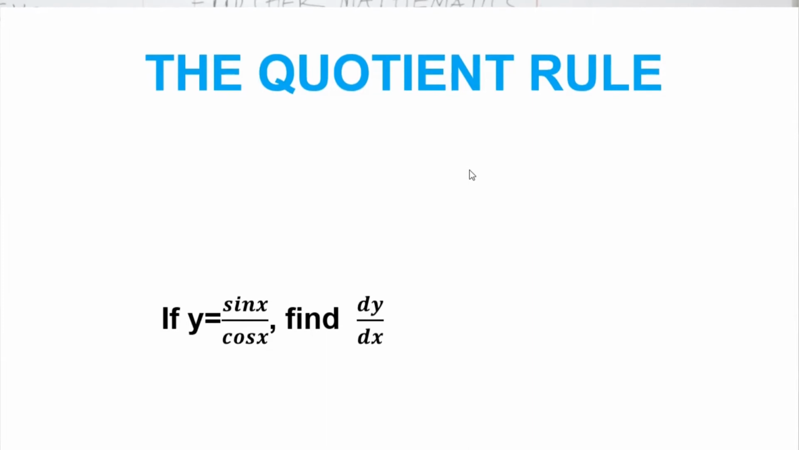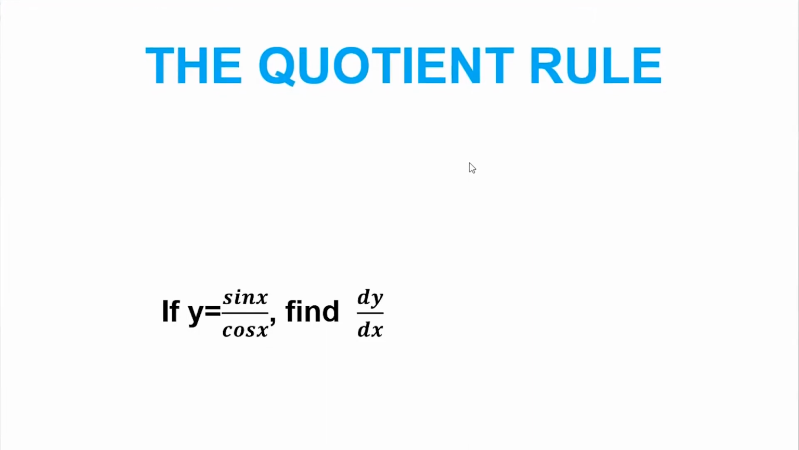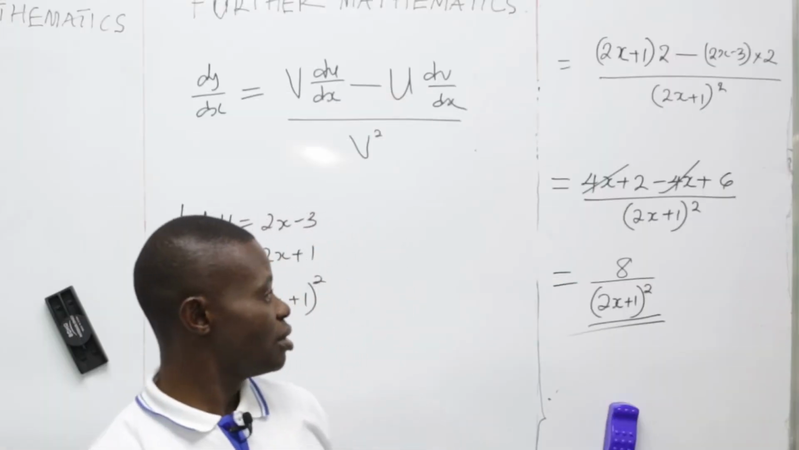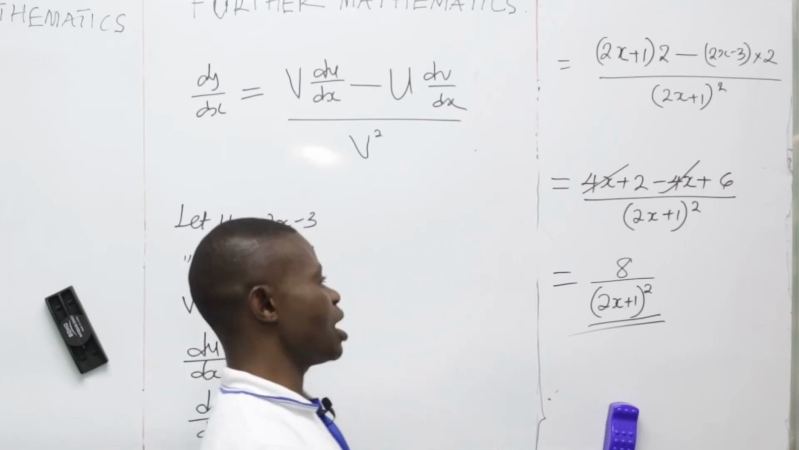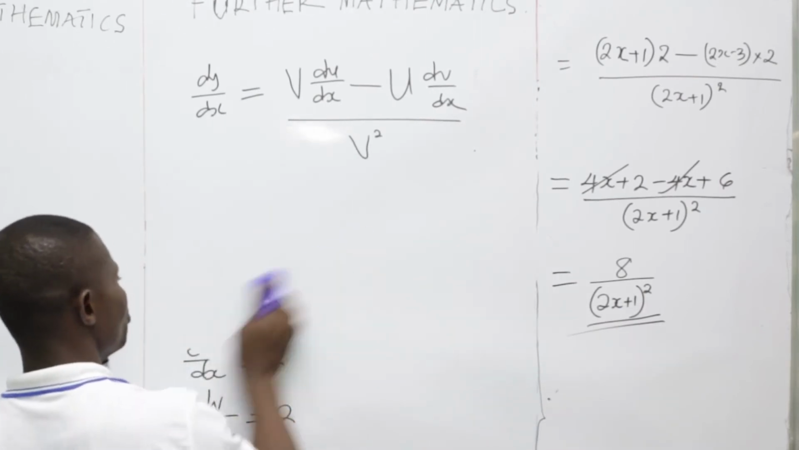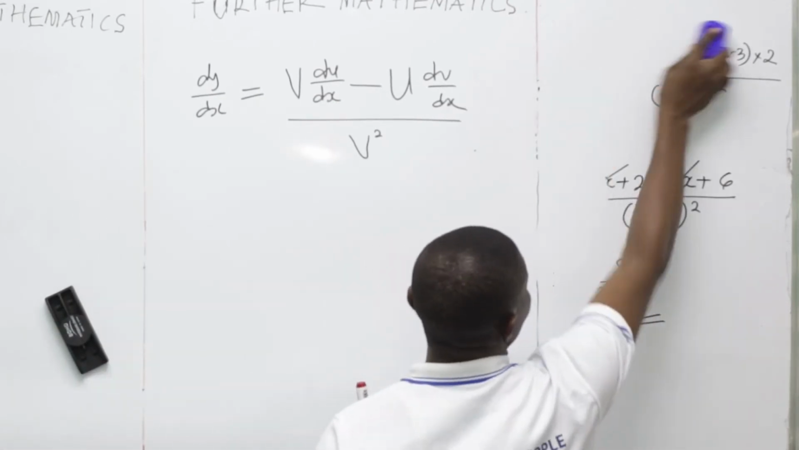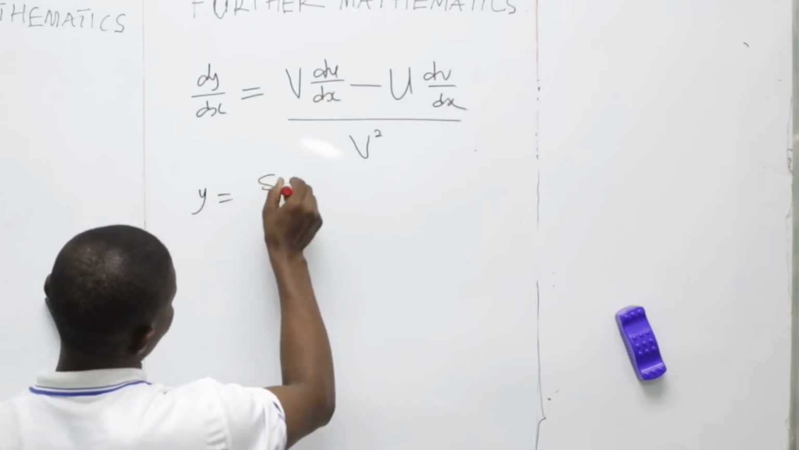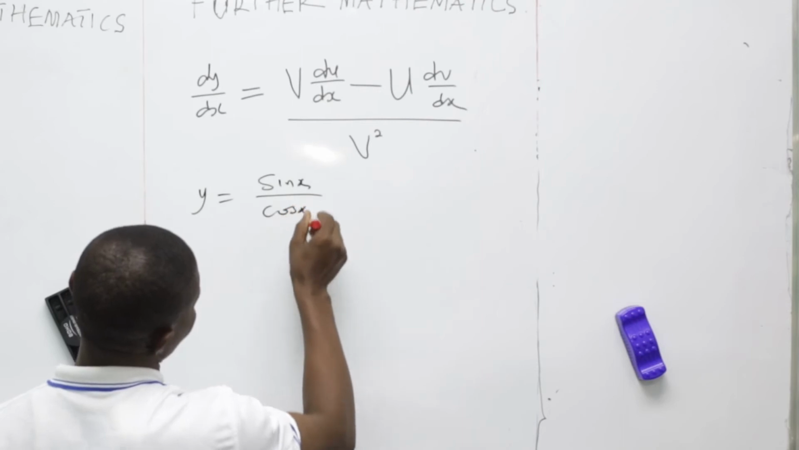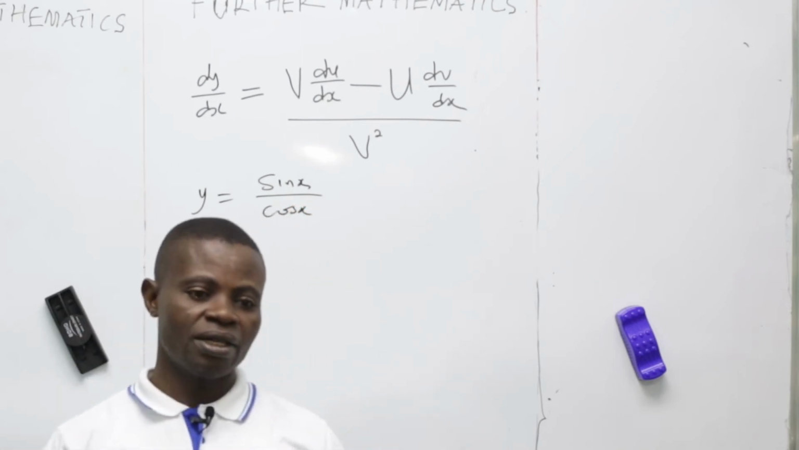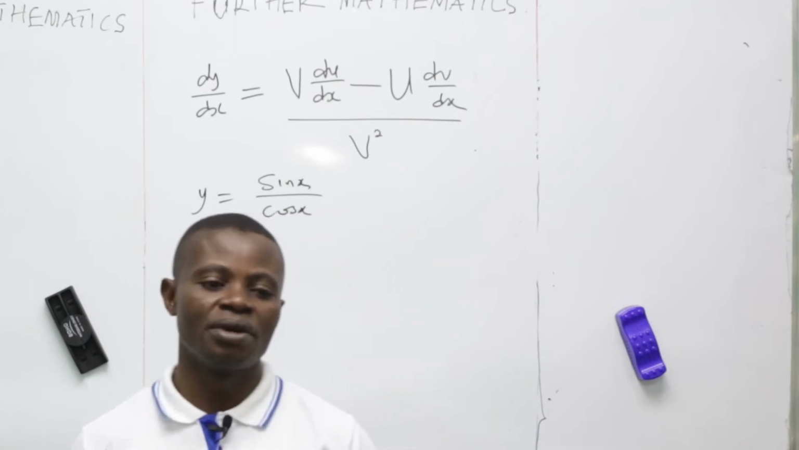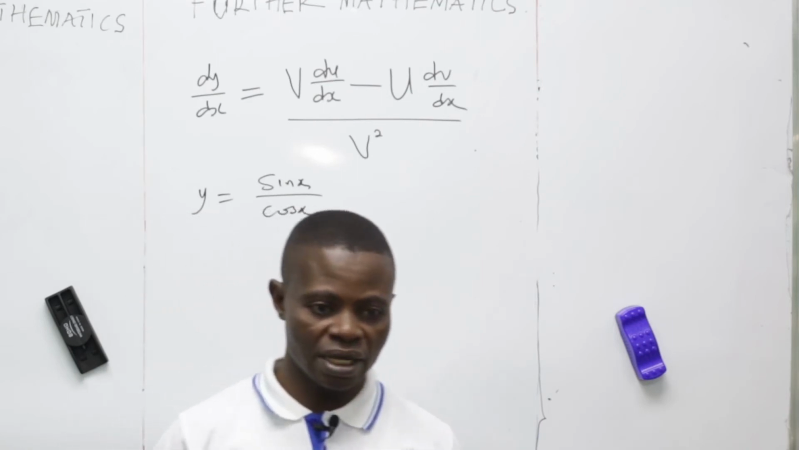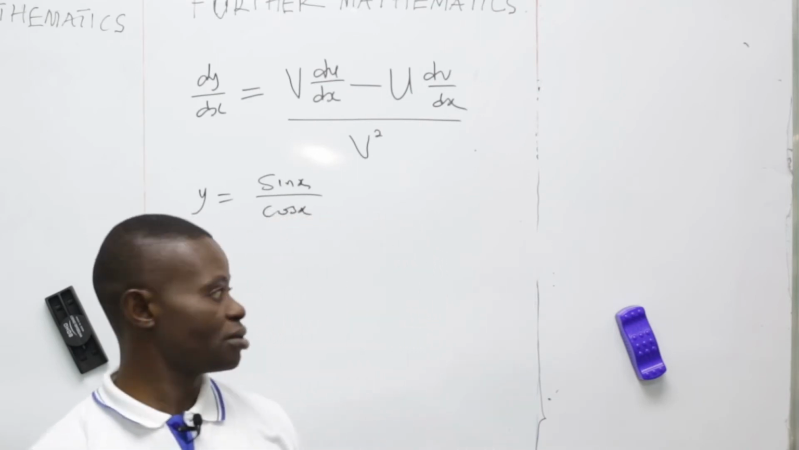Look at that now. Find dy/dx. Sine x divided by cos x. Like I said earlier, you don't need to bother yourself so much when you see this kind of question. All you need to do is apply the rule. You already know your formula, and our question is, given that y equals sine x all over cos x, find dy/dx. This is not just like the trig whereby you know that sine x all over cos x equals what? Tan x. In this case, let's see what this can result to.